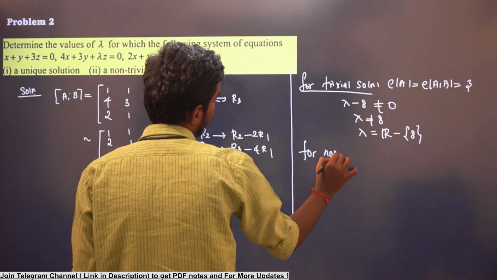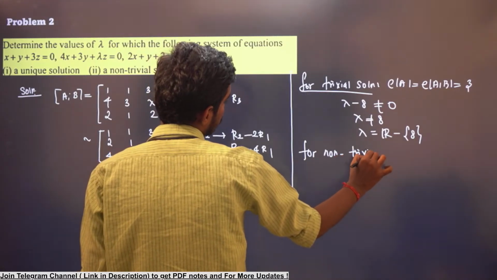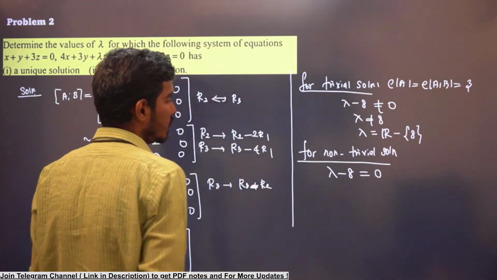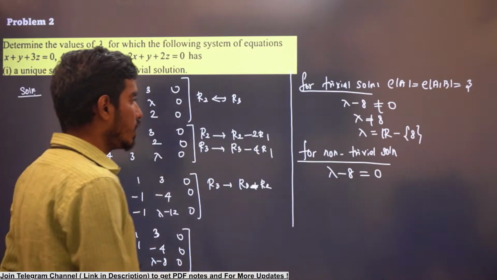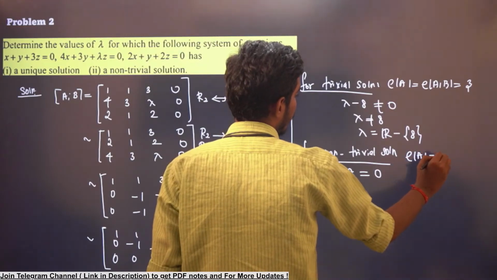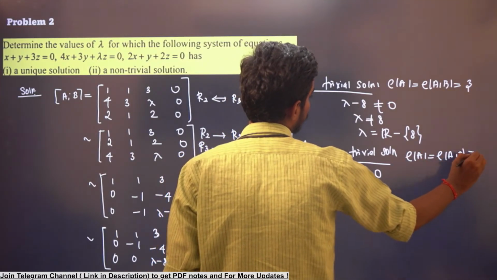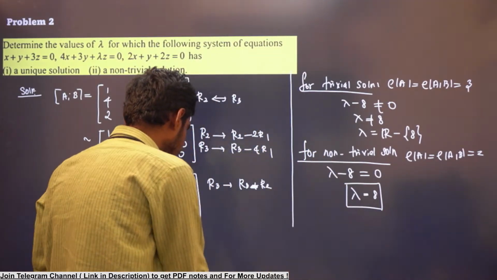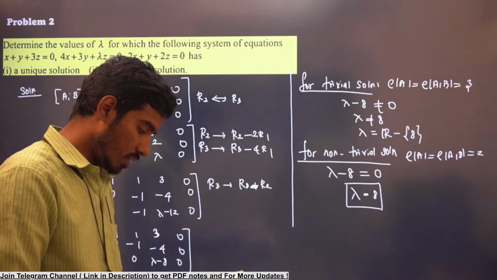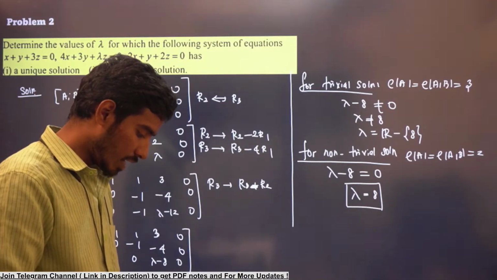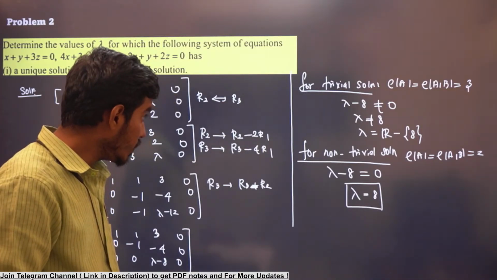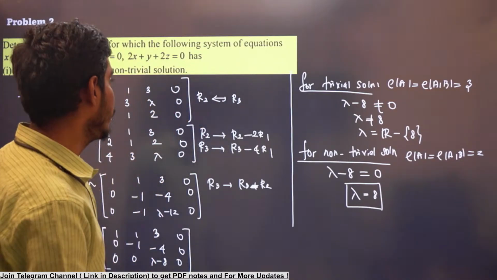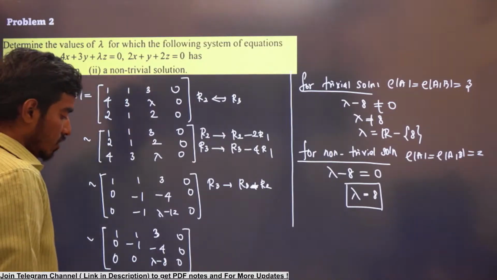And for a non-trivial solution, lambda minus 8 has to be 0. If this is 0, then the rank of A and the rank of A comma B both will be equal to 2. So that means lambda has to be 8. Whenever your lambda is 8, your system will have a non-trivial solution, which means infinitely many solutions. And whenever your lambda is not equal to 8, it will have the trivial solution, right?